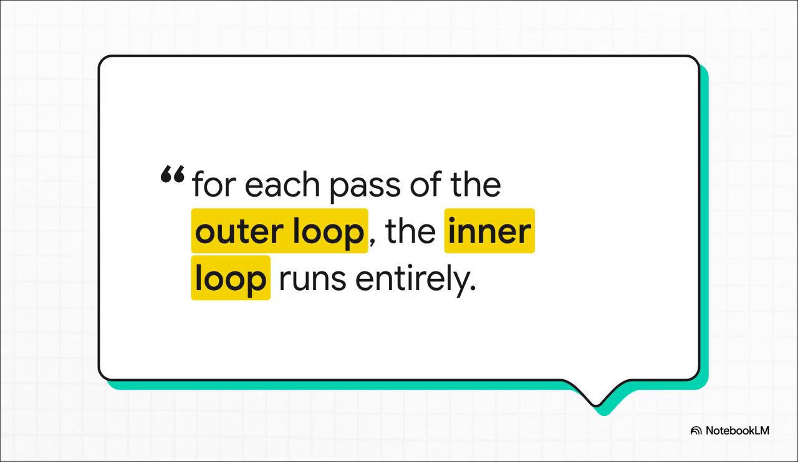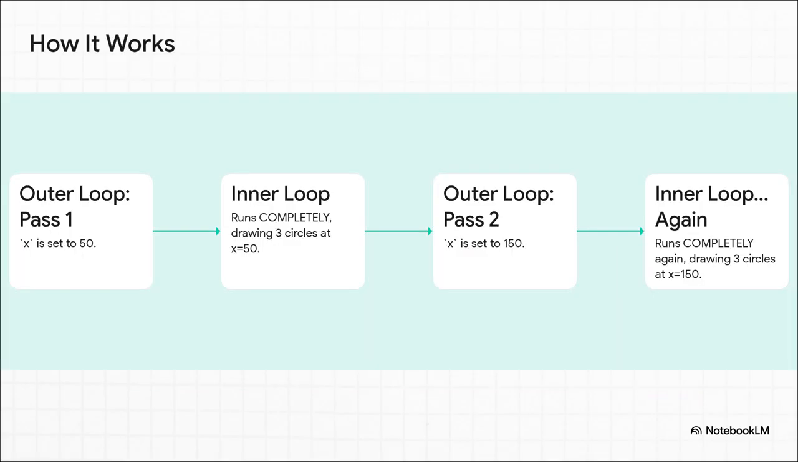Let's trace that out. So here's how it flows. First, the outer loop kicks off and sets our x variable to 50. Then, the entire inner loop runs, drawing that first full column of 3 circles. Only when that inner loop is totally done does control go back to the outer loop. It runs again, this time setting x to 150. And then the whole process repeats. The inner loop runs completely again, drawing that second column.